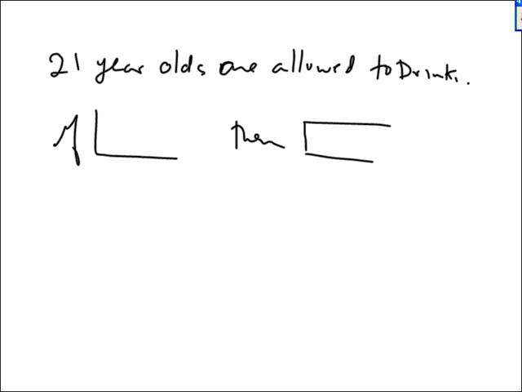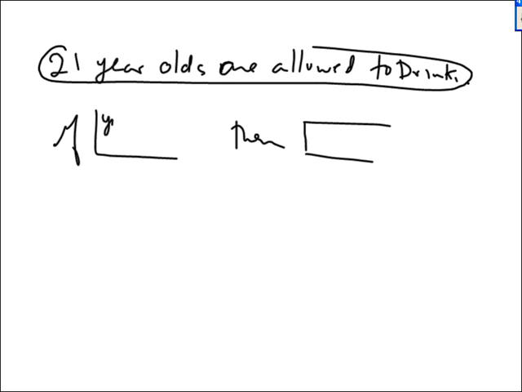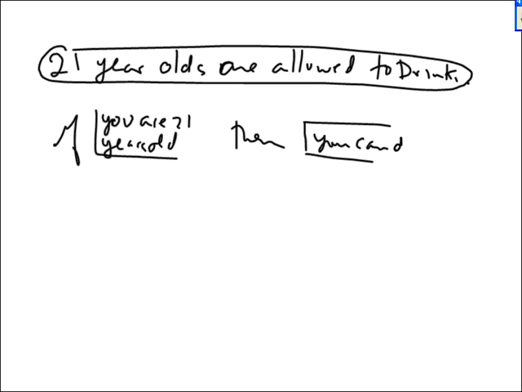The answer is if. So the question was to write this, let me state it again, to write this in if-then format. If you are 21 years old, then you can drink. Of course, it also means if you're older than 21. If you are 21 years old, then you may drink.